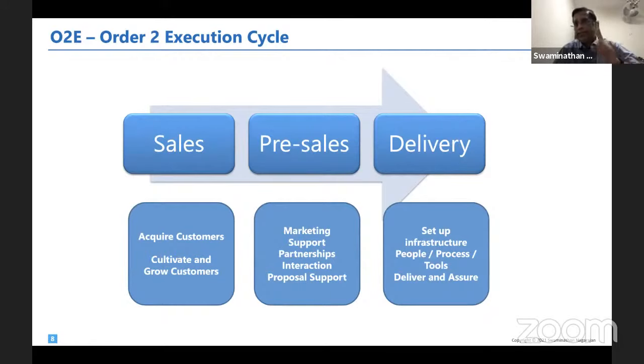Sales is responsible for signing the MSA, getting a customer. Once the MSA is signed, as we discussed in the previous slide, then comes delivery. You start executing, right? Execution. That means the project work has to be executed. Now, in between, there are people who I call pre-sales or solution. They work between sales and delivery.